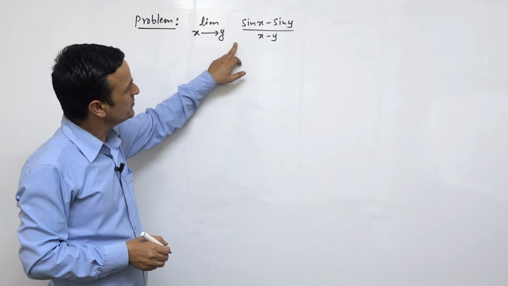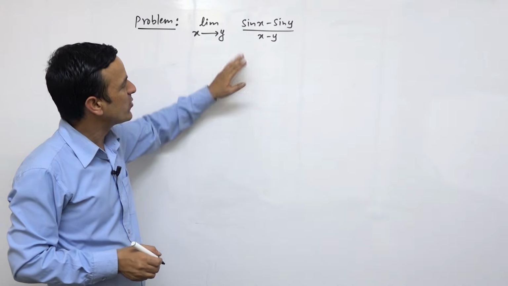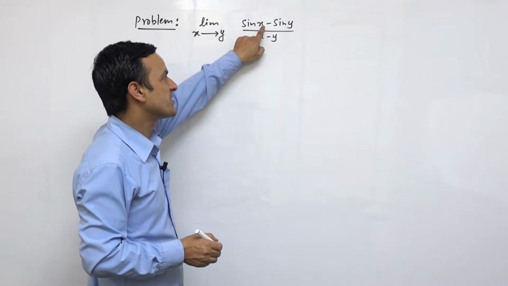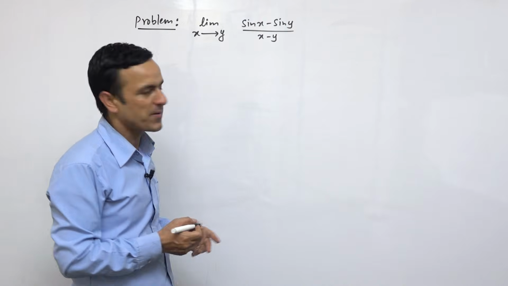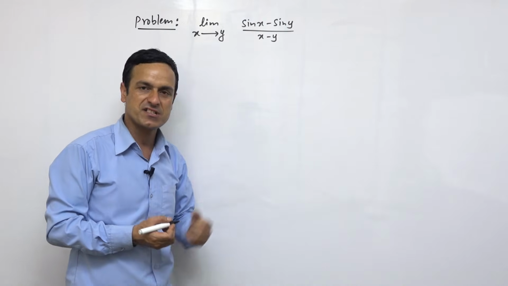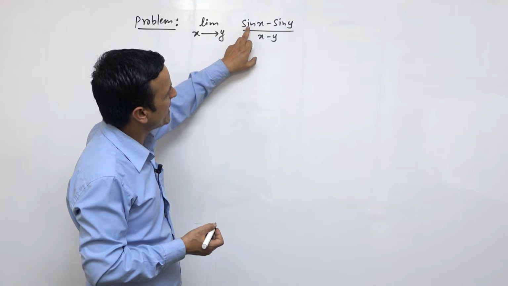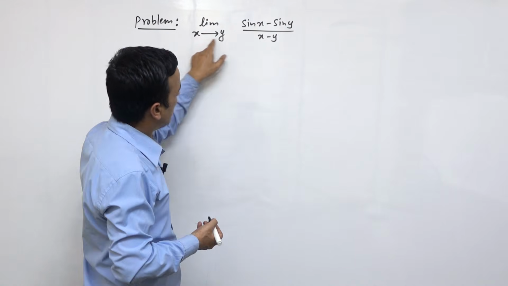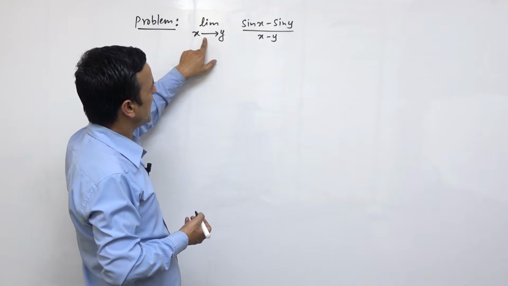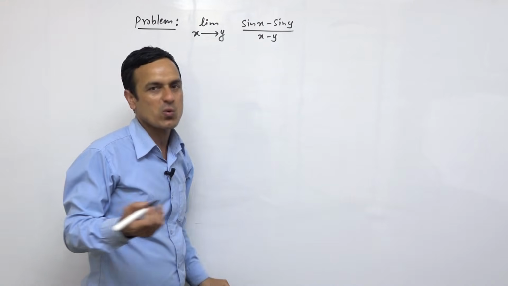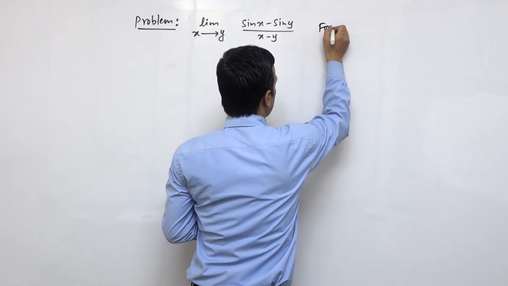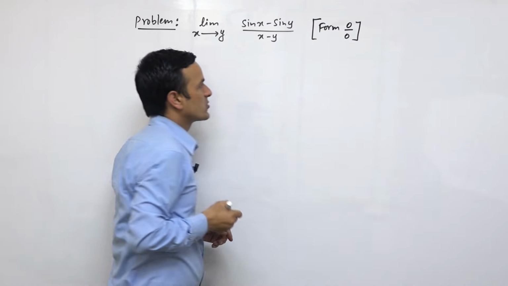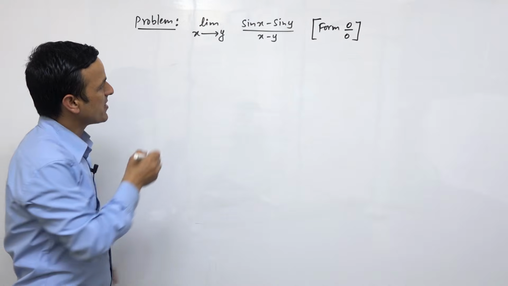Let's look at this question: sin x minus sin y divided by x minus y. Let's put y in place of x and check which form comes. First of all we must check which form comes. When we put y in place of x it will be sin y minus sin y, which is 0, and here the value of x is y, so y minus y is 0. So obviously we can see the form 0 upon 0. So how do we solve such a problem?